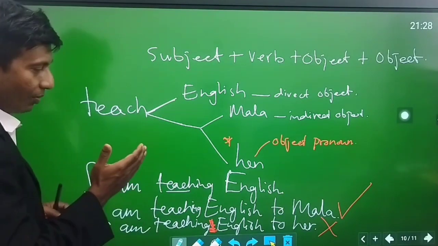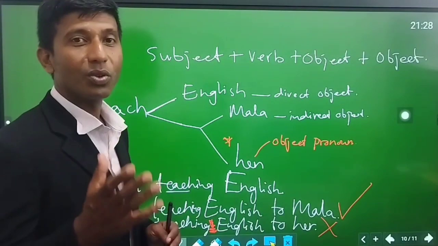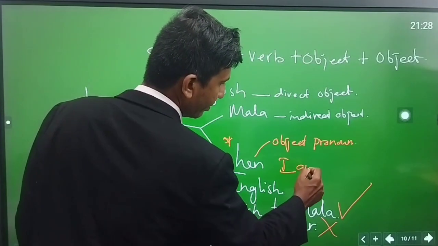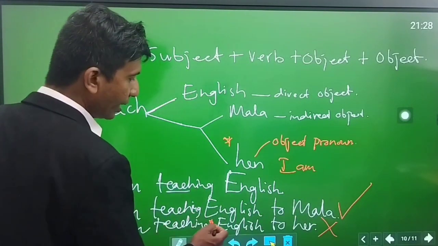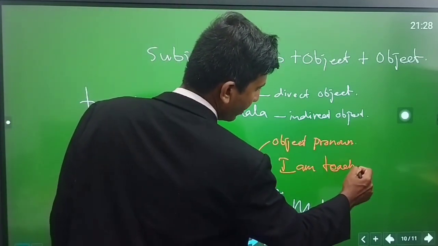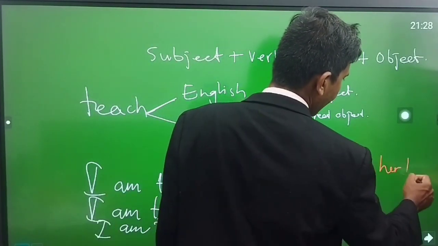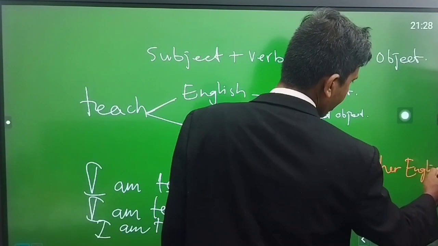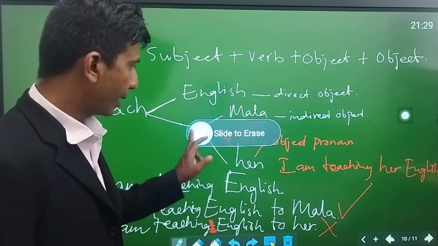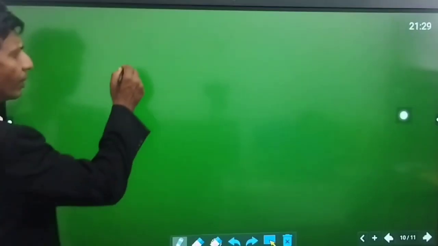So if you say I am teaching English to her, that's wrong. It should be I'm teaching her English. Okay. I'm going to extend this example. Again. Give.